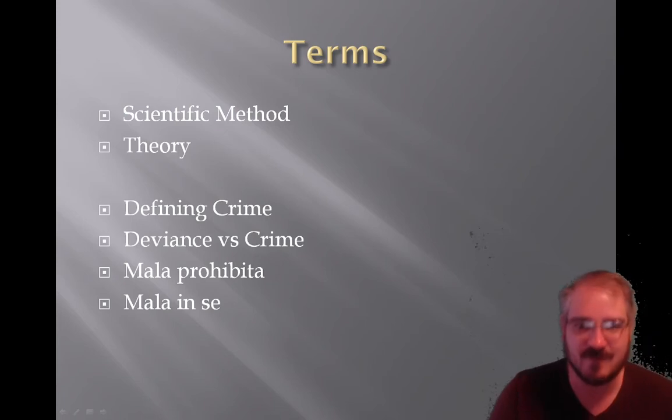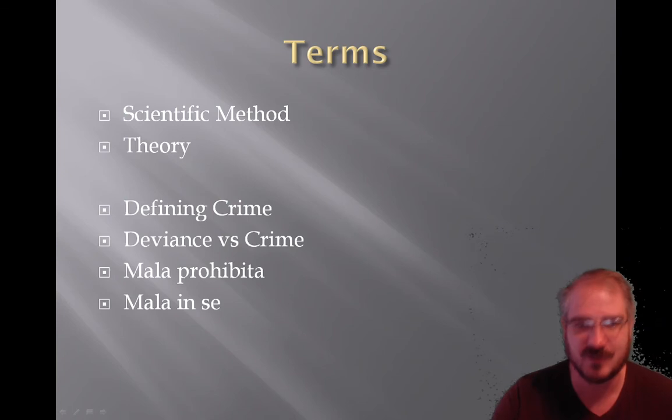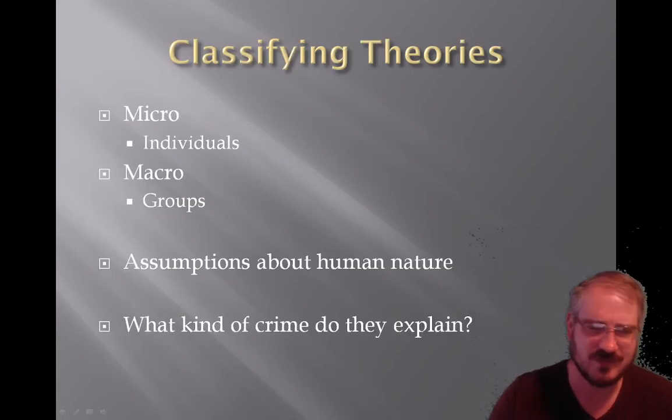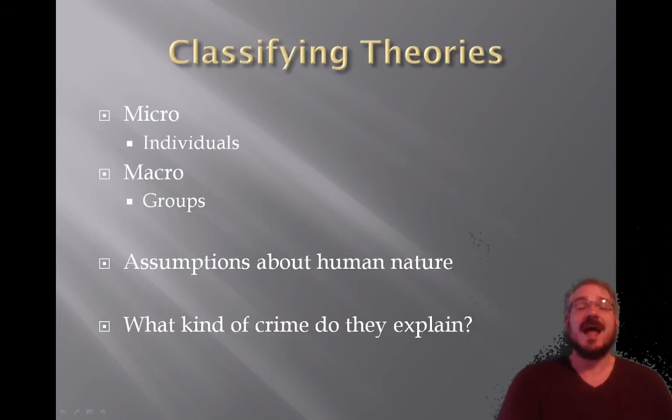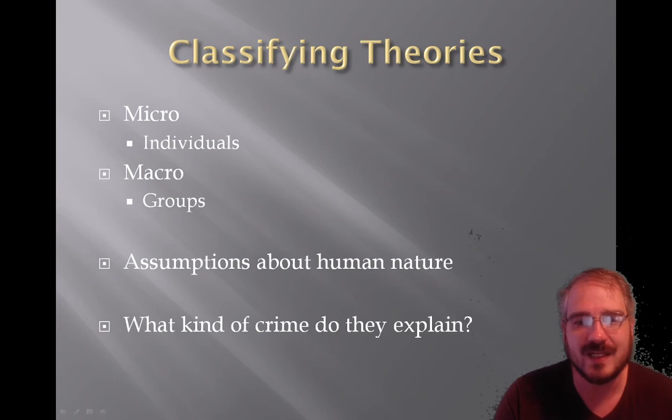Deviance versus crime, again, is a related concept. The deviance versus crime and mala prohibita versus mala in se distinctions are related, but very, very different at the same time, if that makes sense. Anyway. Now, when we propose a theory of why people commit crime, there are a few different ways we can identify, look at, or classify them, right?